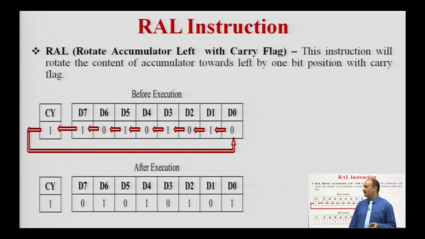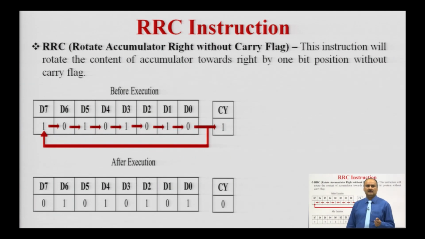Next is the RAL instruction, rotate accumulator left with carry. Next is the RRC instruction, rotate accumulator right without carry flag. This instruction will rotate the content of the accumulator towards right by 1 bit position without the carry flag. This is the content of the accumulator, rotated towards right by 1 bit position.